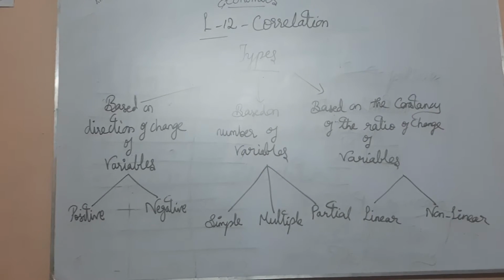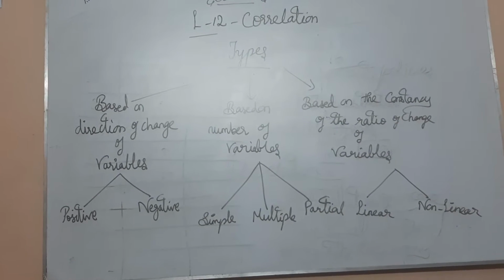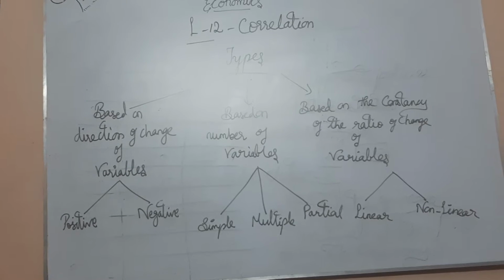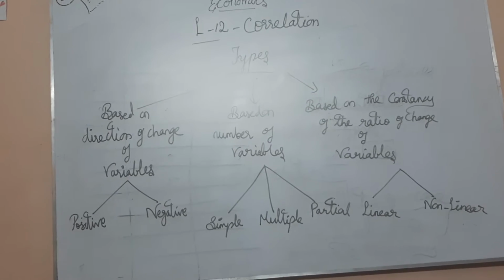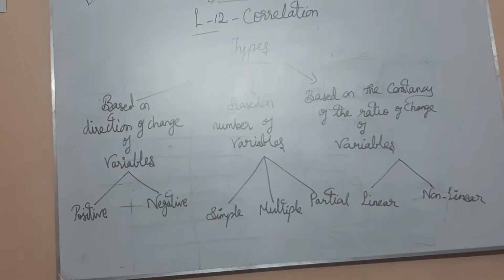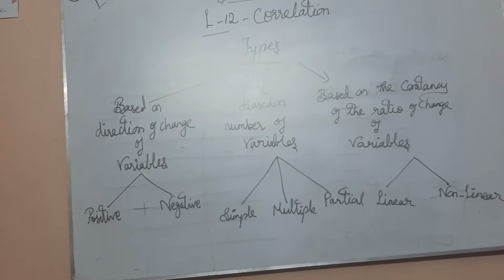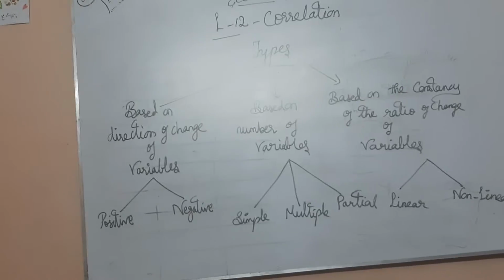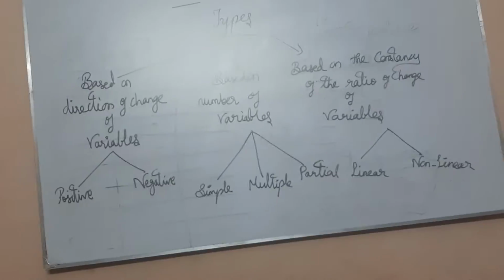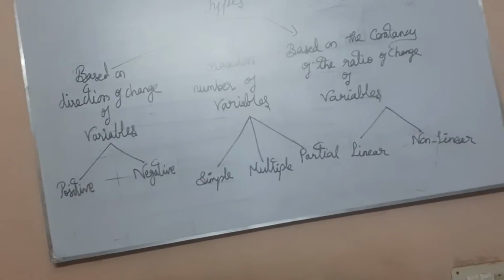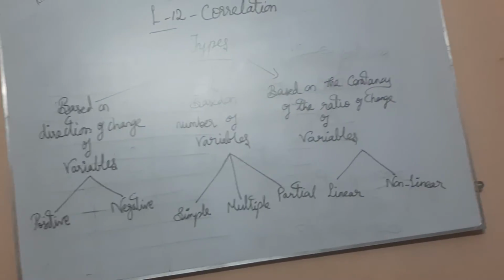Hi kids. Now we are going to learn about correlation. Correlation is a statistical device that helps to analyze the covariation of two or more variables. To analyze two or more variables, we utilize correlation.